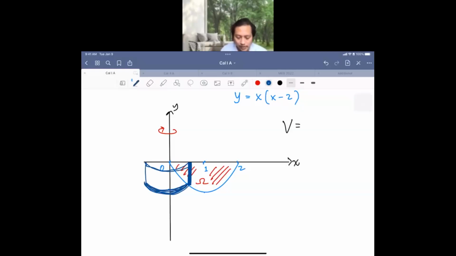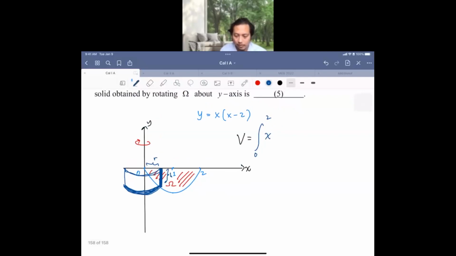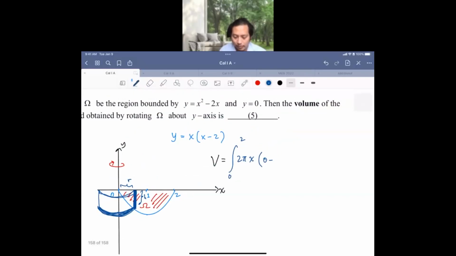Now this is the height. This is the radius. Radius is just x. So 0 to 2, 2 pi x, and then the height is 0 minus the curve. 0 minus x squared plus 2x, right? Or if you would like to write it more clearly, maybe write like this, and then the x.